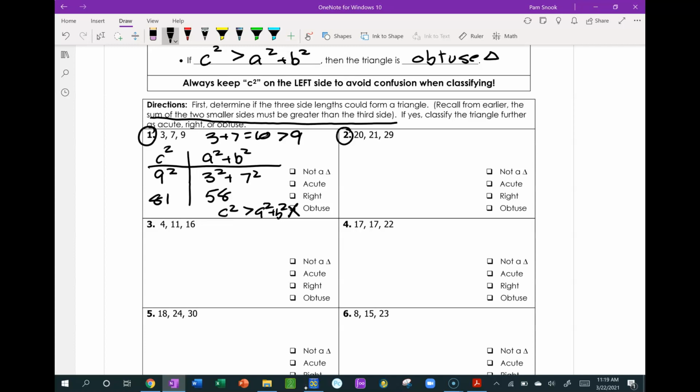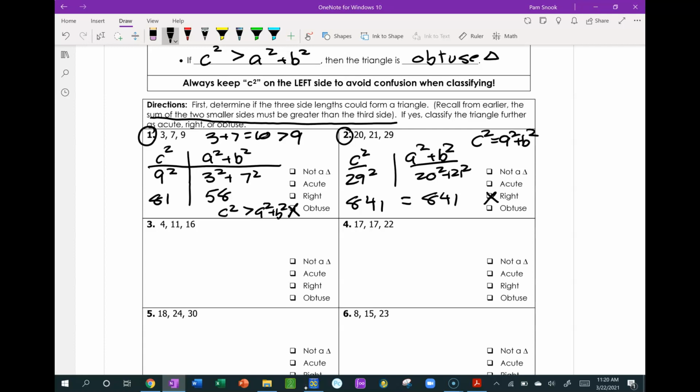Now let's do number 2. And I'm just going to do a quick check. 20 plus 21. That's bigger than 29, so I'm okay to proceed. C squared is 29 squared. A squared plus b squared is 20 squared plus 21 squared. I get 841 over here, and then 29 squared is also 841. So those equal each other. That means I have a right triangle because c squared equals a squared plus b squared.